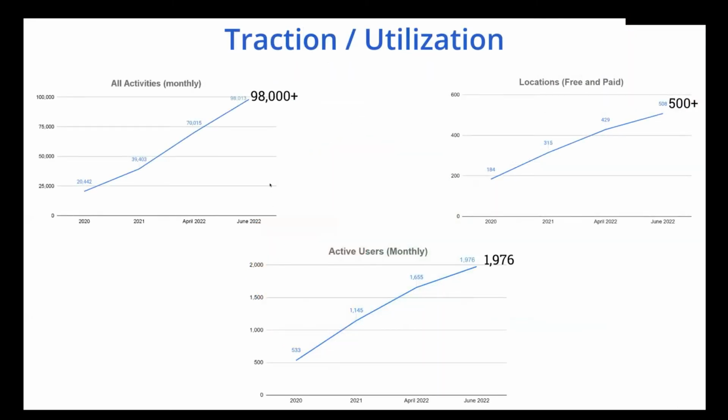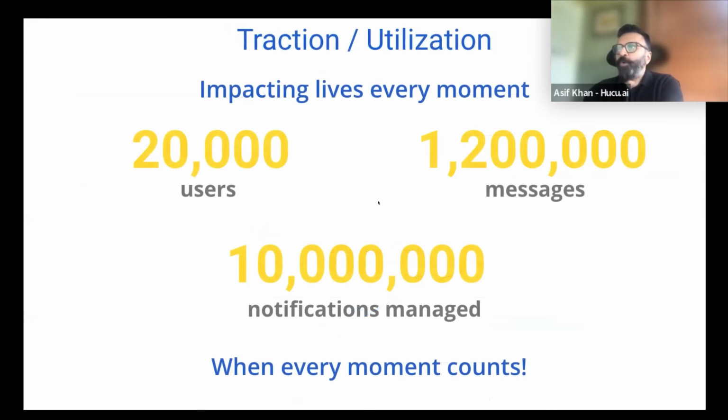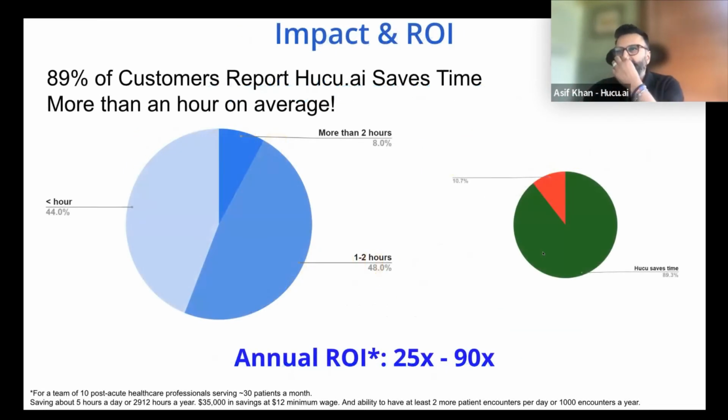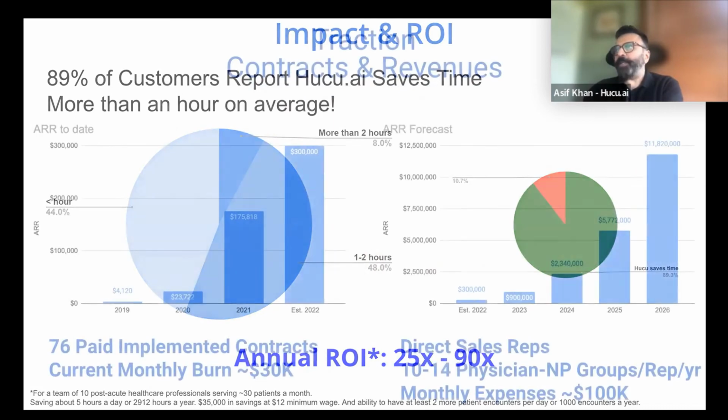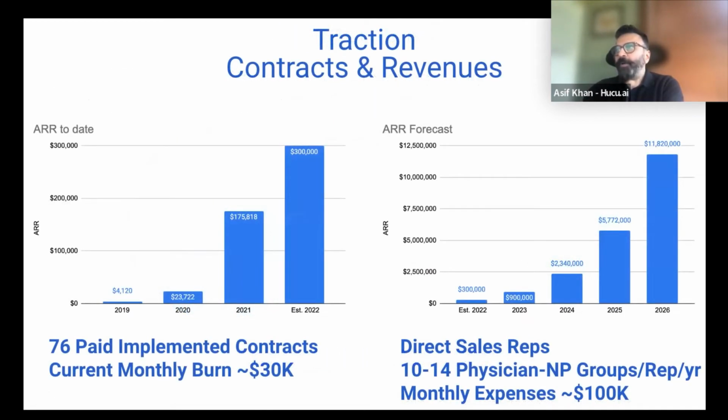Our traction continues to grow. We are doing about 100,000 activities, messaging, in a month. We are in over 500 locations and about 2,000 users log in monthly. Overall, we have 20,000 users. We have done 1.2 million messages and notified people 10 million times. We are saving about 1 to 2 hours a day, which translates into 25x to 90x ROI, which is pretty significant. We continue to grow.